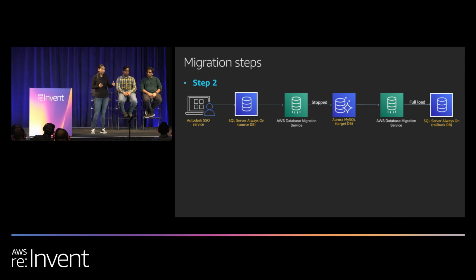Once the second task stopped after, again, applying the cached data changes, this was the time when we created the indexes and the foreign keys on Aurora MySQL and the rollback database.